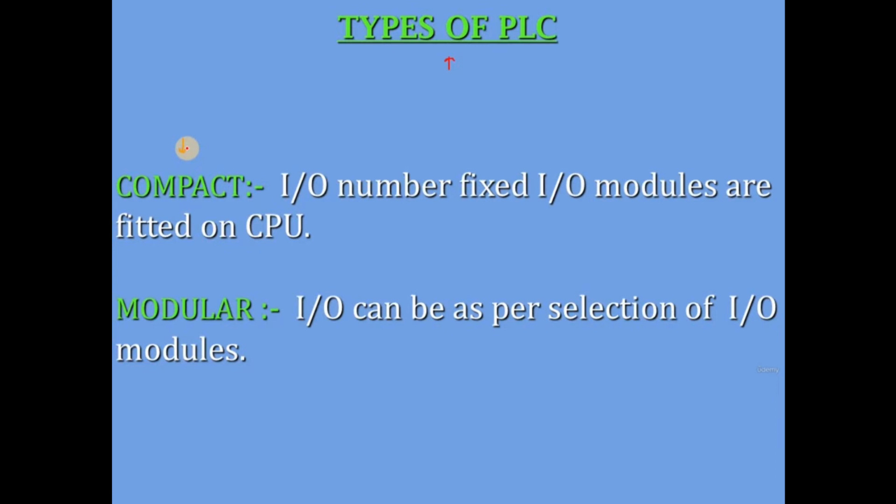In the compact type PLC, we cannot extend the number of inputs and outputs, right? For example, if you have a PLC which has 8 inputs and 8 outputs, and we are designing the program using the 8 inputs and 8 outputs, but suddenly you get to know you require a few more outputs. Like instead of 8 outputs, you require 8 inputs and 15 outputs. So in this case, we cannot extend the number of inputs and outputs in the case of the compact type PLC. This is the demerit of compact type PLC.